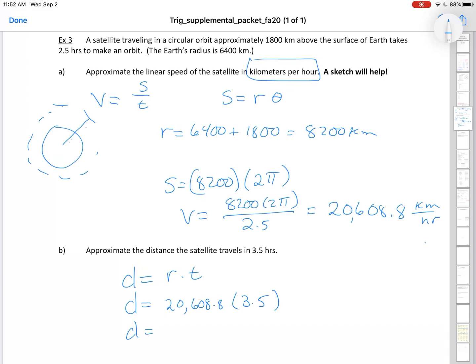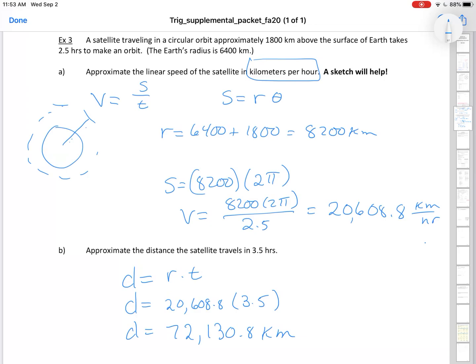It would make 20,608.8, and if we multiply that by 3.5, we get 72,130.8 kilometers would be the distance traveled in the 3.5 hours.